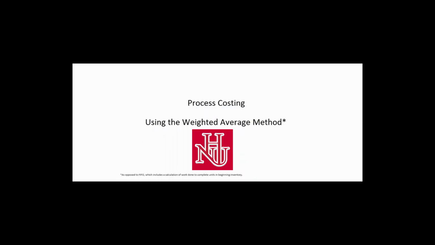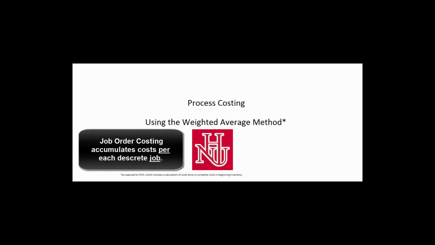This video is about process costing using the weighted average method. So if we're a home builder and we're building a home in New York and we're building a separate home in Fairbanks, Alaska, we would probably use job order costing to keep track of the cost per job.